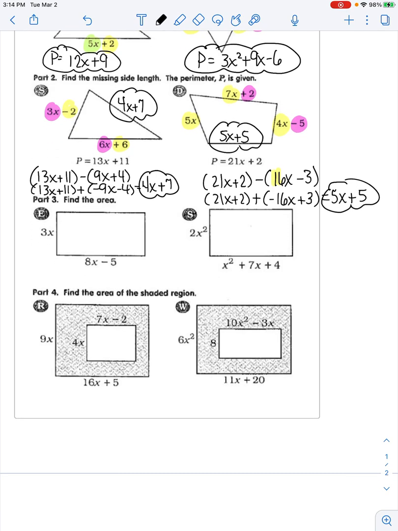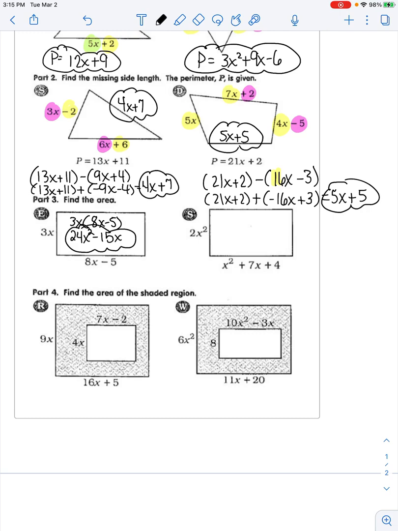Part 3 says to find the area. So it looks to me like the first one we have 3x times 8x minus 5. I'm actually going to do that inside here. So 3x times 8x minus 5. This is just the distributive property. So 3x times 8x is 24x squared, and 3x times negative 5 is minus 15x. There are no like terms to combine, so my area is 24x squared minus 15x.